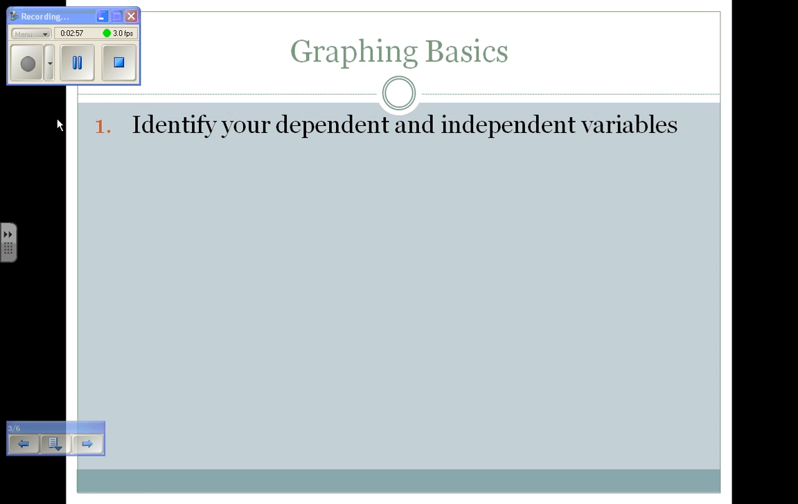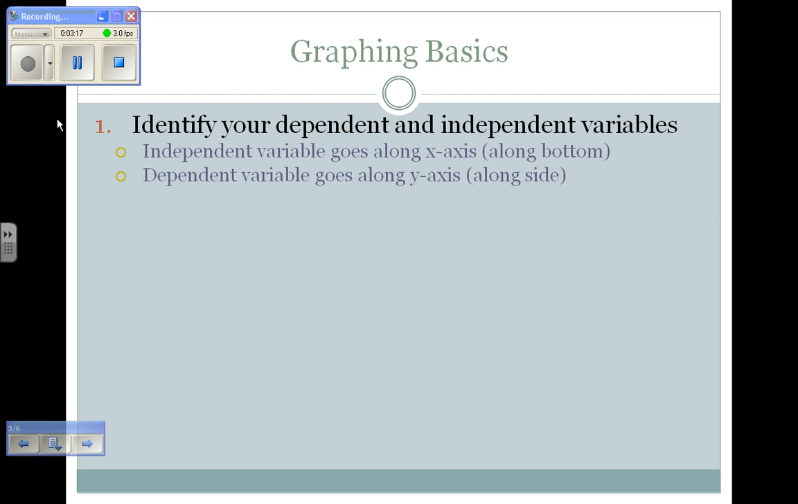The first thing we need to do is identify those dependent and independent variables, which we've already done as part of the experiment. The independent variable, which is the one that we control directly, will go along the x-axis. That's the bottom of our graph. And the dependent variable, which is the one that we're measuring, goes along the y-axis.